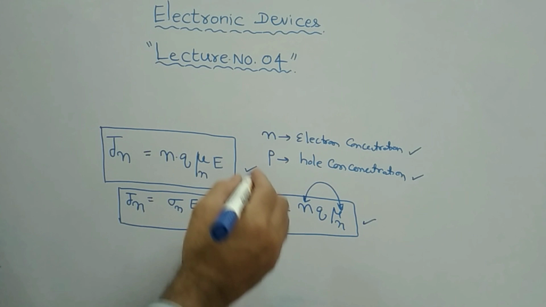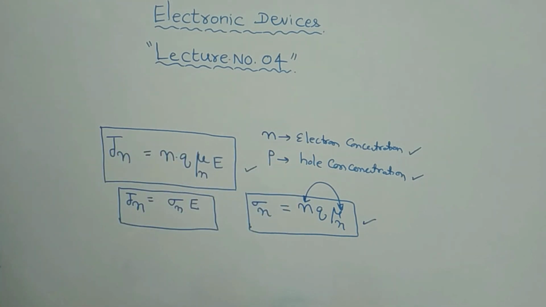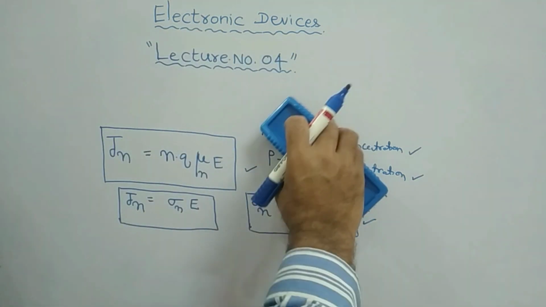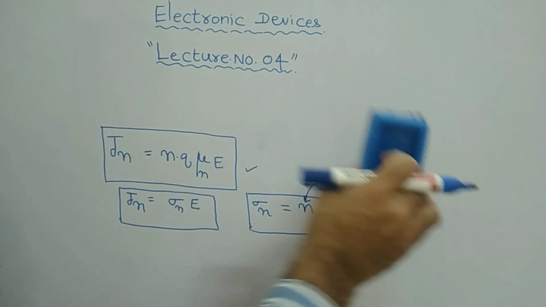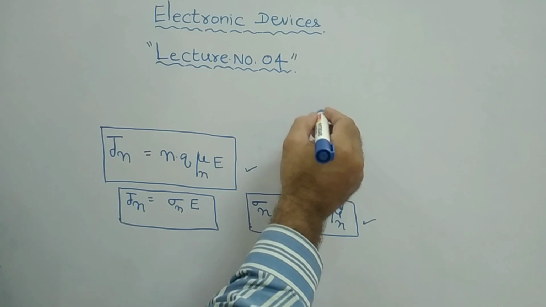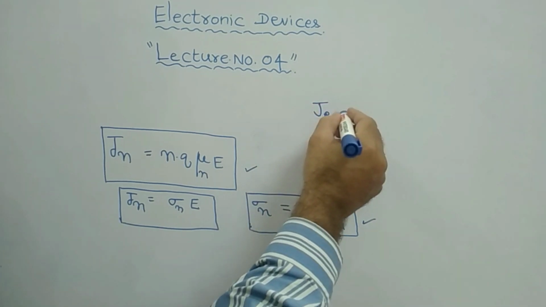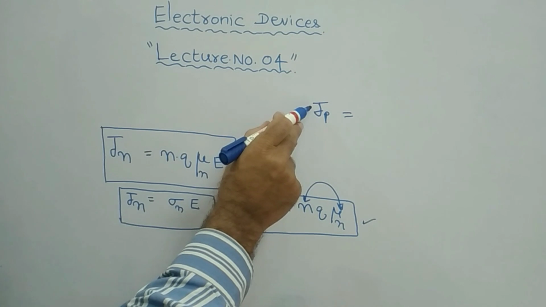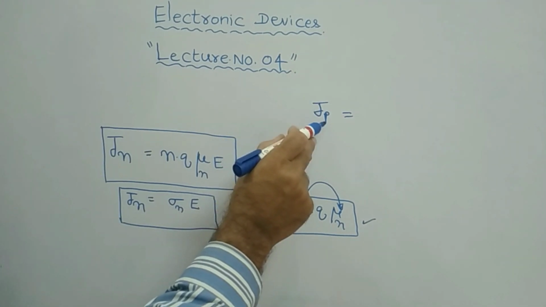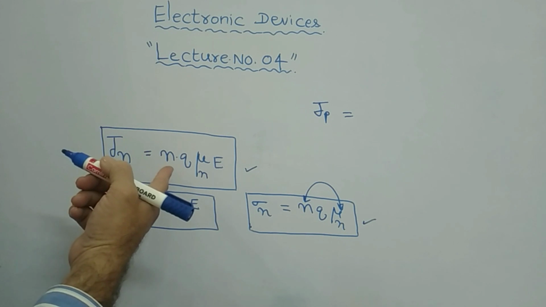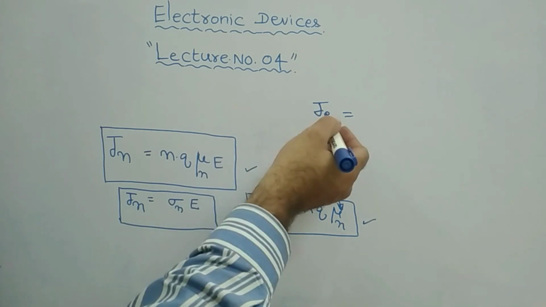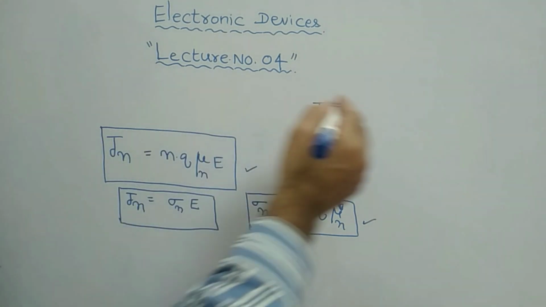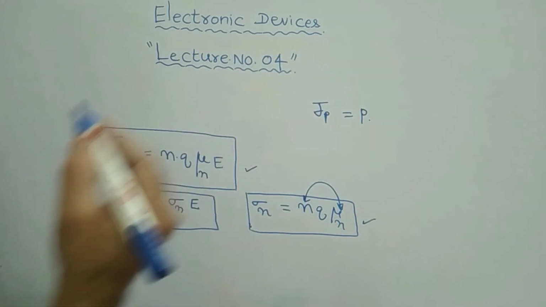And similarly, if you consider the hole, then with respect to hole you can write the conduction current density due to hole. I will write the expression for J suffix p. J suffix p is nothing but the conduction current density with respect to hole. In the same manner, as for electron we considered n, with respect to p, instead of n, you will get p.